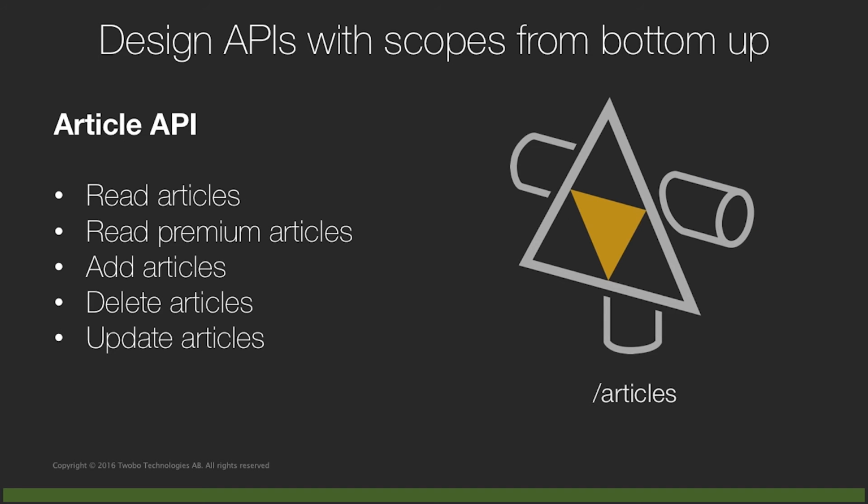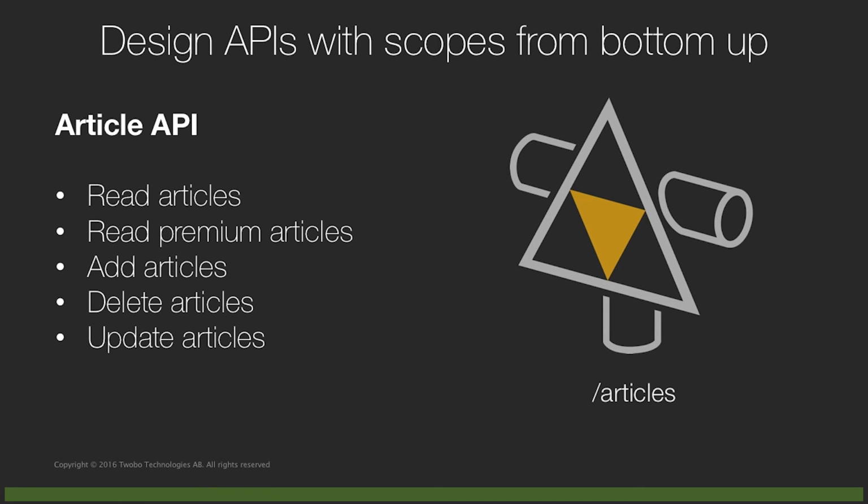So let's design something. We have an API. We call it articles or /articles. And we're going to do a couple things. We want to be able to read articles. We want to be able to read premium articles. We want to be able to write, in a sense, add, delete, and update articles.